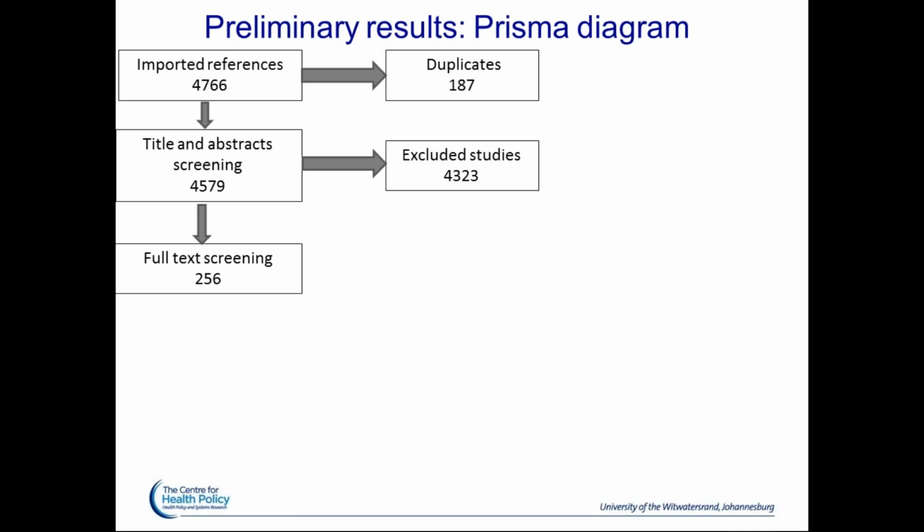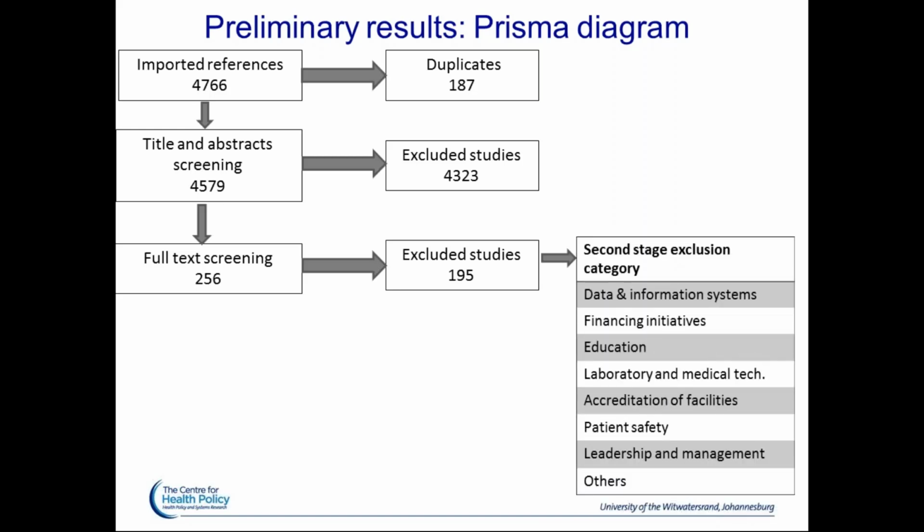Then at the full text screening stage, we had almost 300 full text articles. And at this stage, we had to pause because we thought that almost 300 articles is a lot to extract data from. So we decided to bring other exclusion criteria forward. We did a preliminary review of some of those articles, and from that stage, we were able to come up with new exclusion criteria.